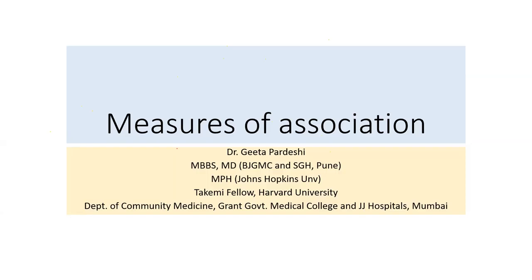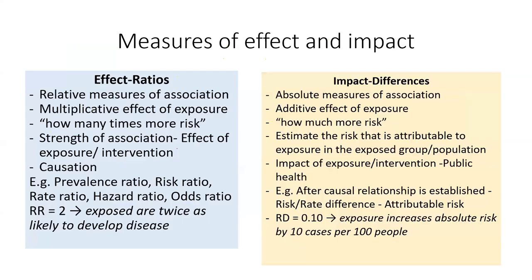So then next we go on to measures of association. Now here, when you say measures of association, there are two different types of measures. One is ratios and the other is absolute differences. Now the ratios like your odds ratio, risk ratios, those ratios measure what is known as the effect of exposure on outcome. And the absolute differences, when you subtract one from the other, that is a difference that measures the impact of the exposure on the outcome.